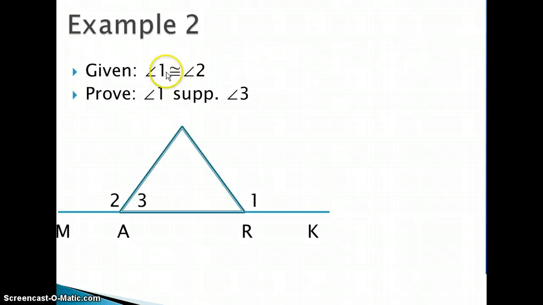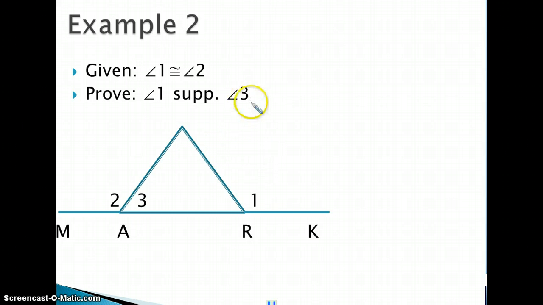Example number 2. We're told that angle 1 is congruent to angle 2, so this angle right here is congruent to this one right here, and we want to prove that angle 1 is supplementary to angle 3. Now again, you'll notice in the givens that we only have one mention of angle 1 and angle 2. We don't have any statements about congruence of two separate things. So the transitive property is not going to work in this case.